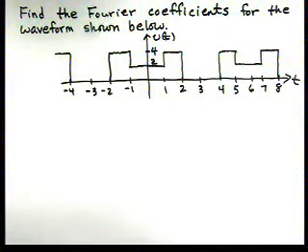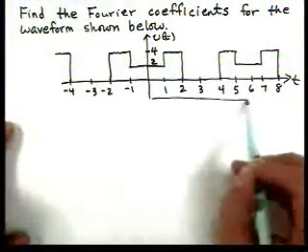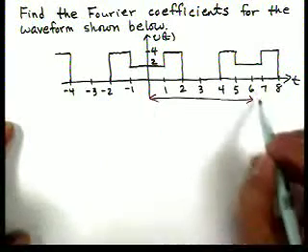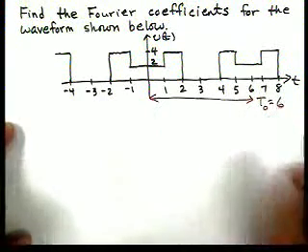In this problem, we're asked to find the Fourier coefficients for the waveform shown below. We can see our waveform there. It has two levels, one at 2 and one at 4. And if we look at the function, basically we can see that the function repeats every 6 seconds. So T0 is equal to 6.